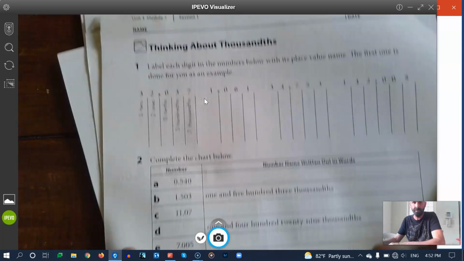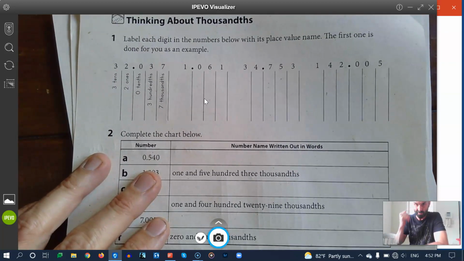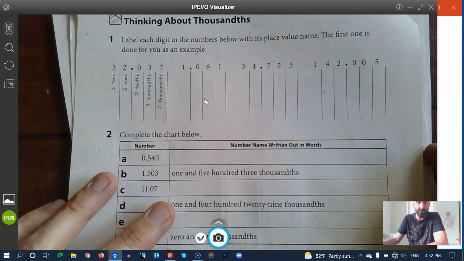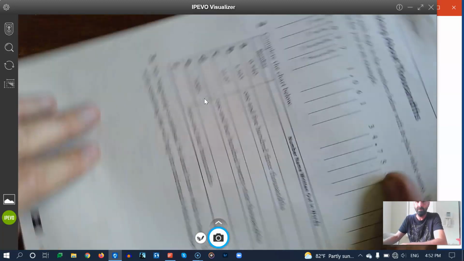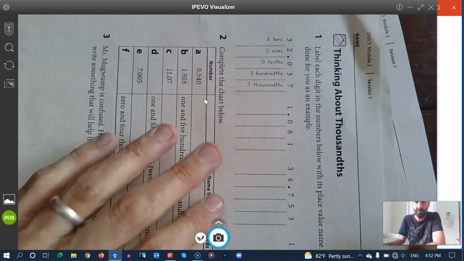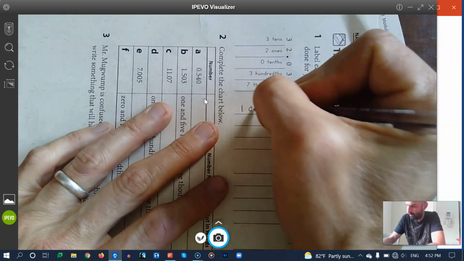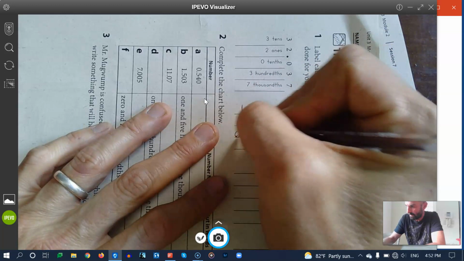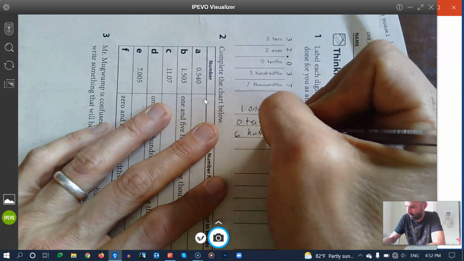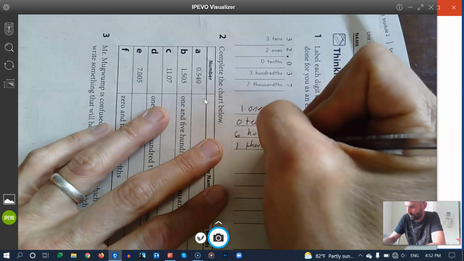Thinking about thousandths is the next one. Label each digit in the numbers below with its place value name. The first one is done for you as an example. Using that as an example, I'm going to turn this sideways just to make my life easier. So I have 1 ones, 0 tenths, 6 hundredths, and 1 thousandths.